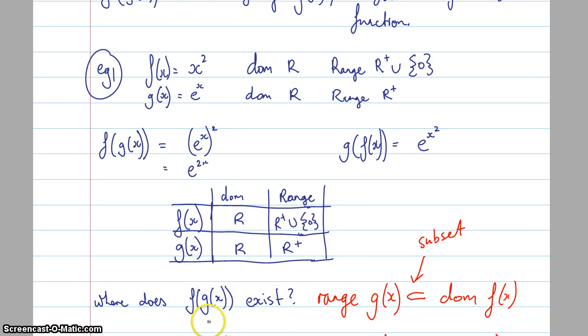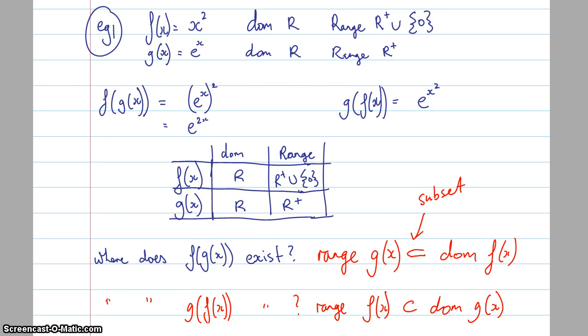For this function to actually work, the range of the g of x, the inside, must be a subset of the domain of the outside. There's a bunch of reasons for that, but if you just rote learn this, then that's okay. The range of the inside needs to be a subset of the domain of the outside. And similarly, where does g of f of x exist? Well, the range of the inside needs to be a subset of the domain of the outside.